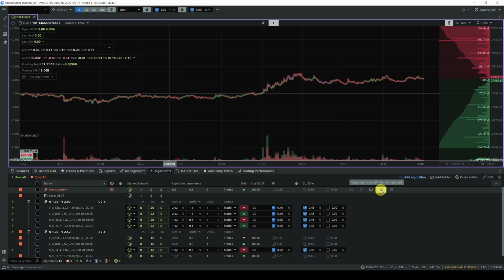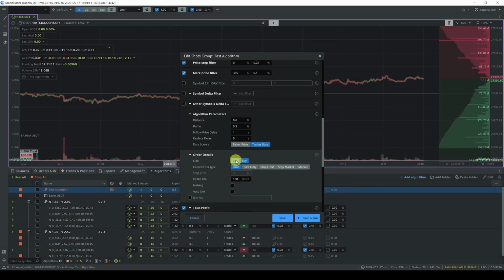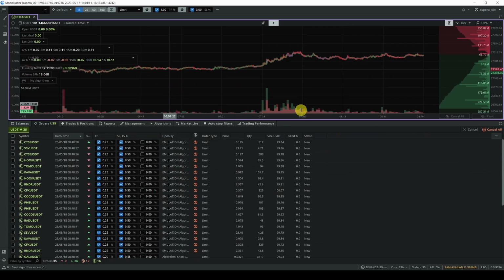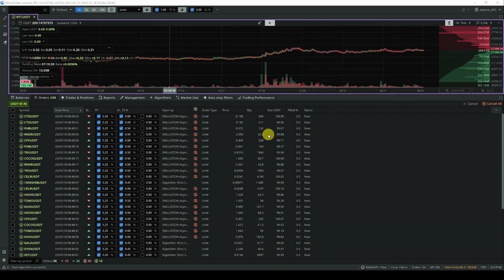And let's also copy it and go not only the buy side, but also the sell side. The rest remains the same. Here we are on emulation as well, on the buy and on the sell side. Let's look at our orders. Here they all are. Let's wait and see if we have any trades at the distance of 0.6. Well, I'm not sure it's going to happen in the next couple of minutes.